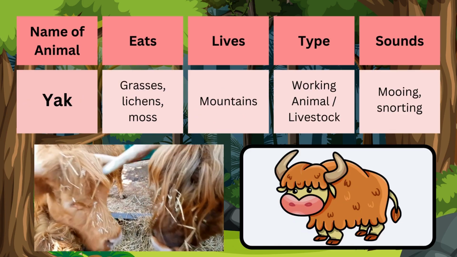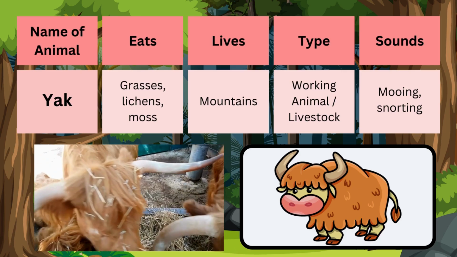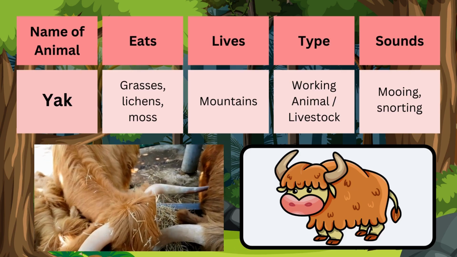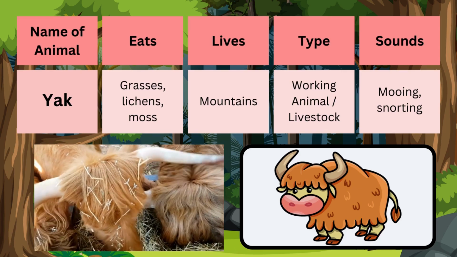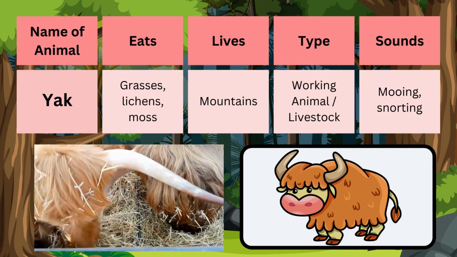Yak. Yak eats grasses, lichens, moss. Lives in mountains. Yak is a working animal livestock. Sounds.